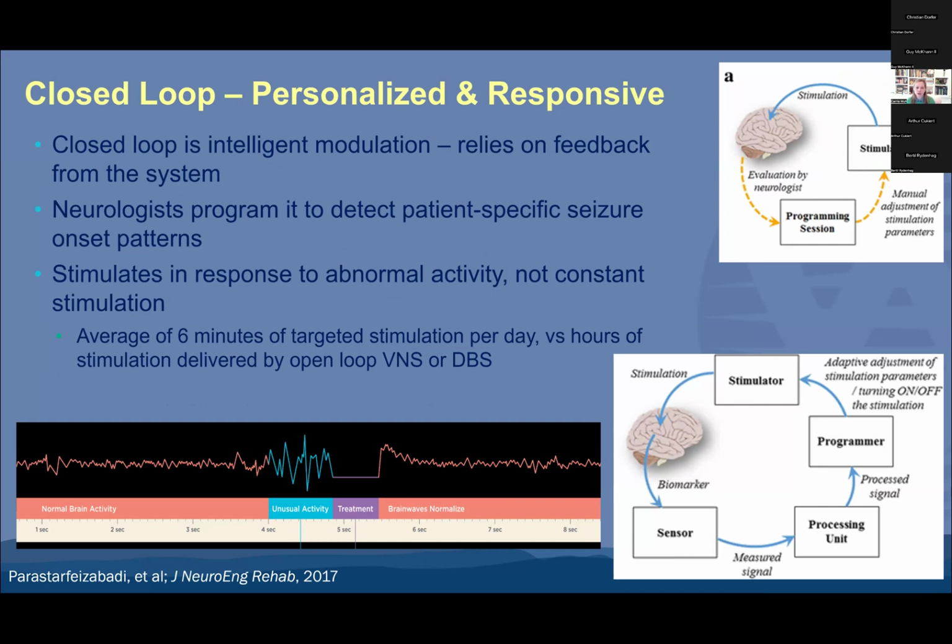The neurologists program it to detect patient-specific seizure patterns. So it's nice because it's really personalized and it has a lot less stimulation during the day. It only averages about 6 minutes of targeted stimulation per day versus something like a VNS or DBS, which are open loop or stimulating all the time, and you'll get hours of stimulation. It really only fires when it sees what the neurologist has said is a seizure for that particular patient.